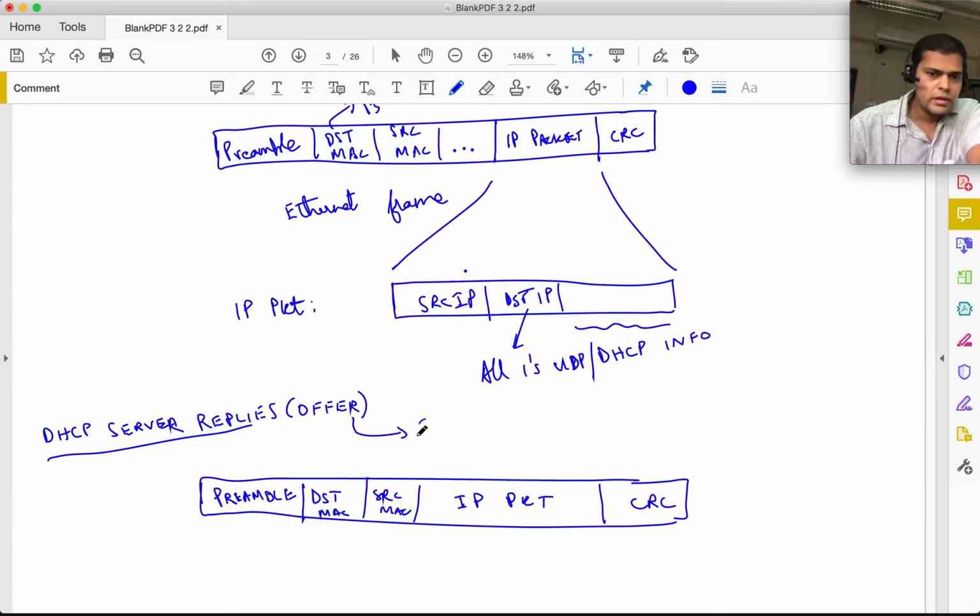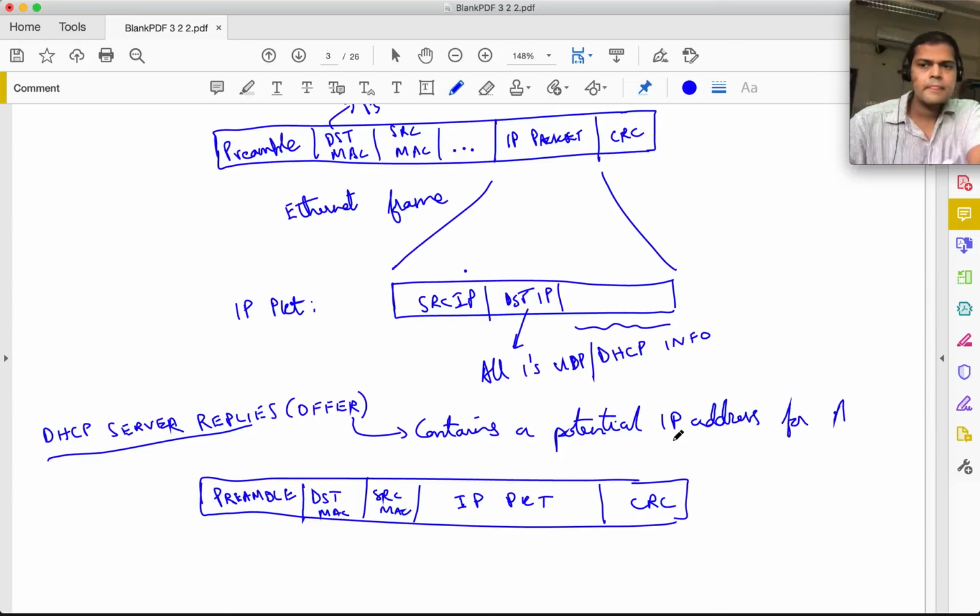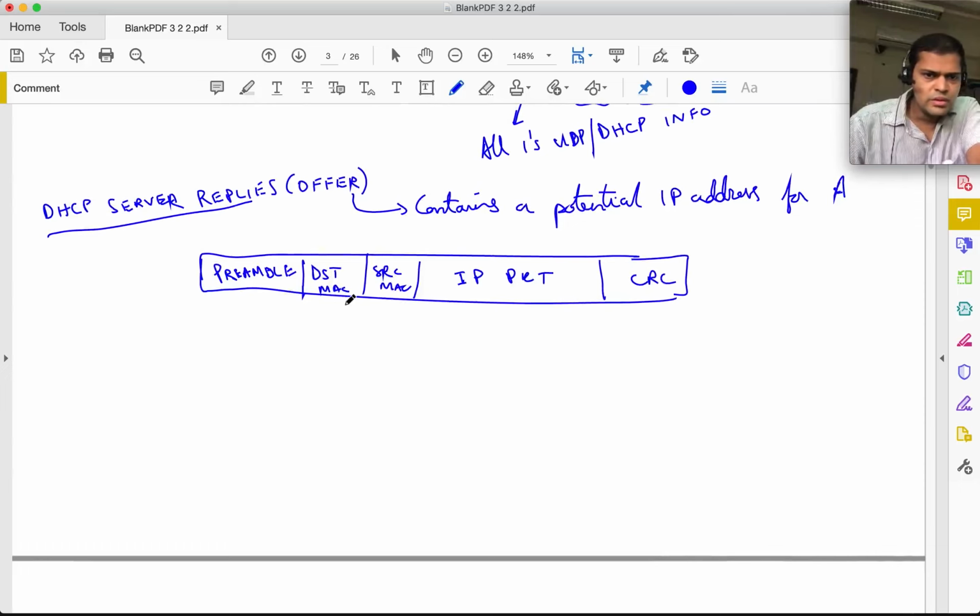And this offer contains a potential IP address for A. So the DHCP server looks up all its tables, it sees what is a free IP address, and it offers that IP address to A. So what is going to be over here? The destination MAC address, of course, is A's MAC address, because this is meant for A. And the source MAC address is the DHCP server's MAC address.